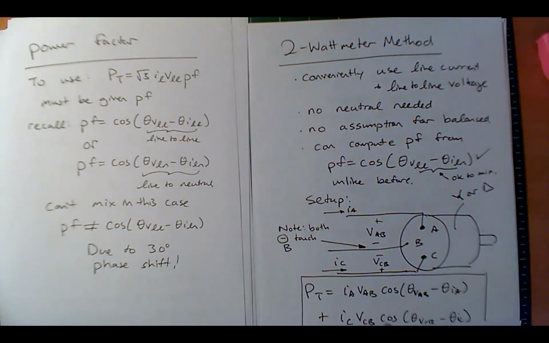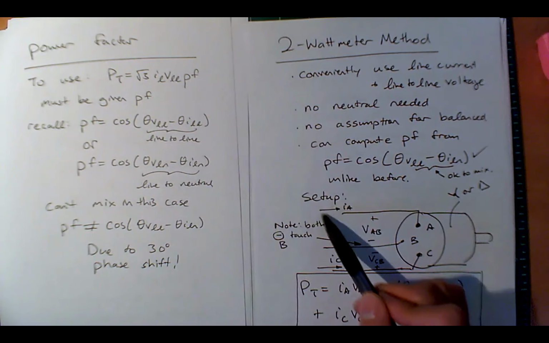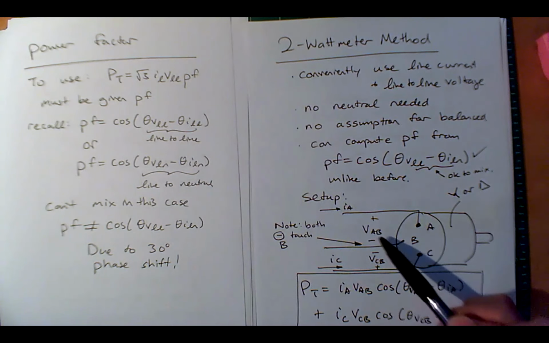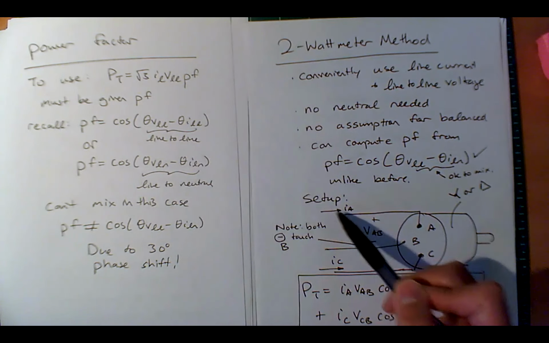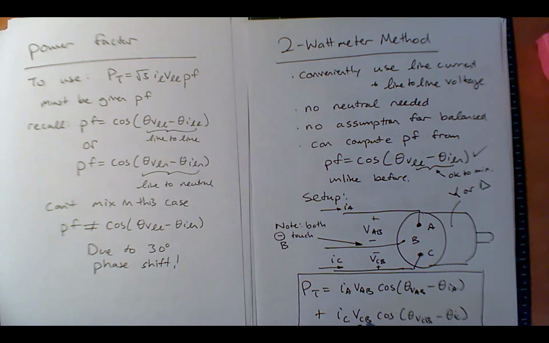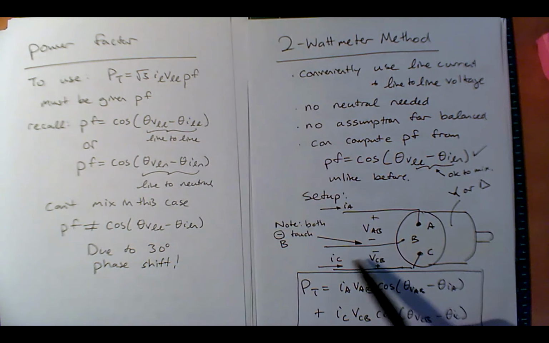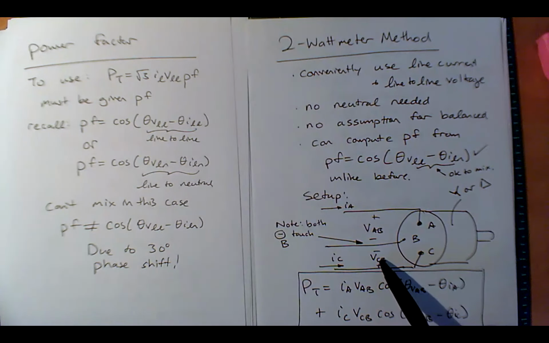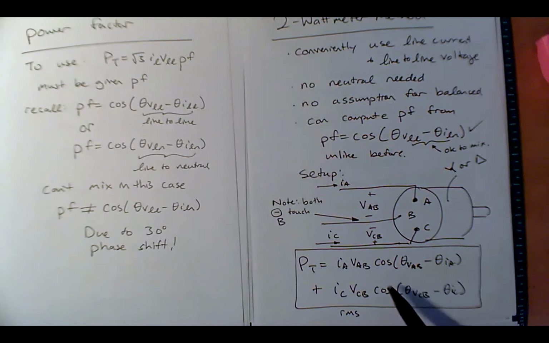And this is the total power equation. It's the RMS version of IA and VAB times the cosine of the phase difference between these two, voltage and current. So this is okay now. Plus RMS of IC and VCB times the cosine of the phase difference between this voltage and current. That's easy, no problem, okay?